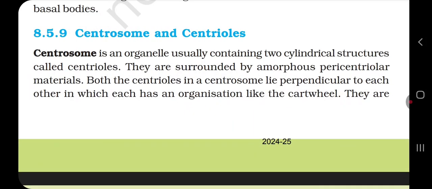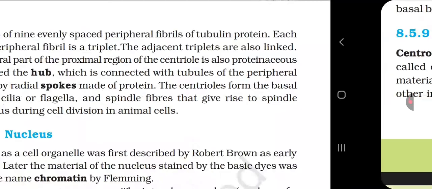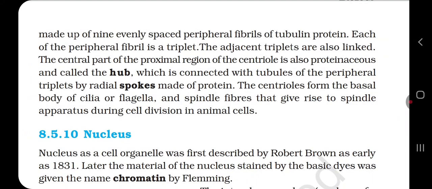8.5.9 Centrosome and centrioles. Centrosome is an organelle usually containing two cylindrical structures called centrioles. They are surrounded by amorphous pericentriolar material. Both the centrioles in a centrosome lie perpendicular to each other, and each has an organization like a cartwheel. They are made up of 9 evenly spaced peripheral fibrils of tubulin protein. Each of the peripheral fibrils is a triplet. The adjacent triplets are also linked.